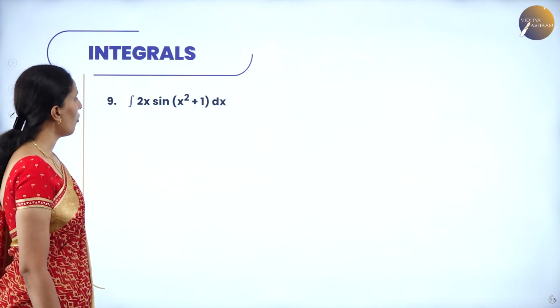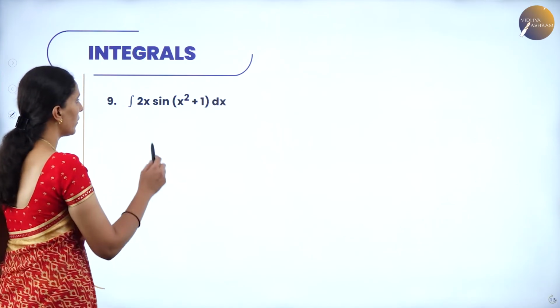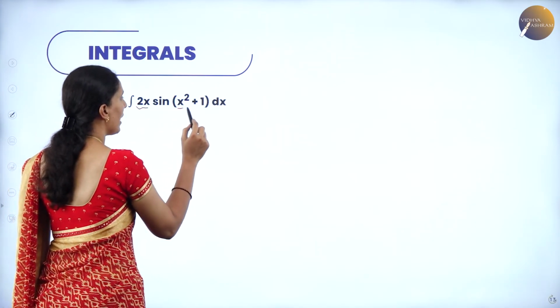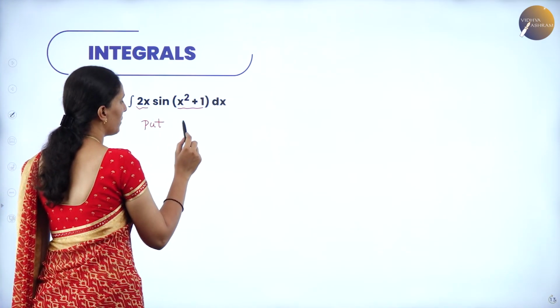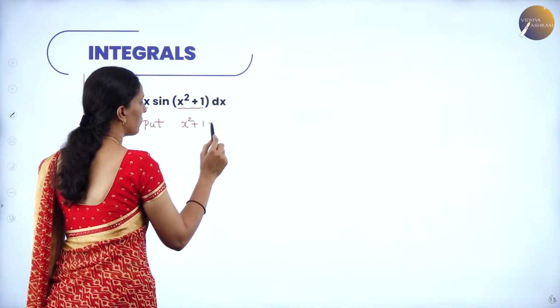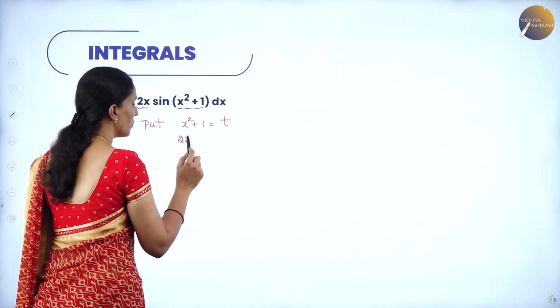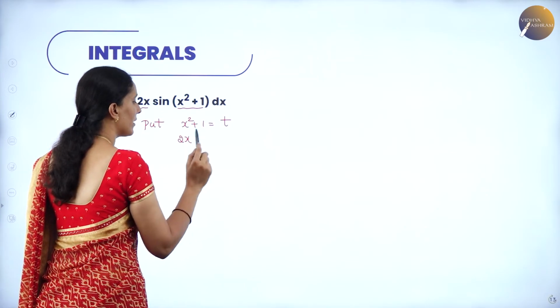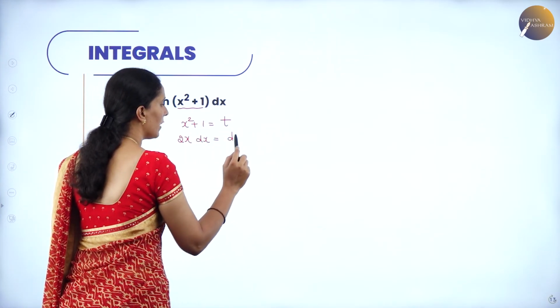Next, integral of 2x sine x square plus 1 dx. So here we have 2x. Here we have x square plus 1. So we need only algebraic here. So we put x square plus 1 is equal to t. What is derivative of x square? It is 2x. What is derivative of 1? It is 0. Derivative with respect to x and t will become dt.